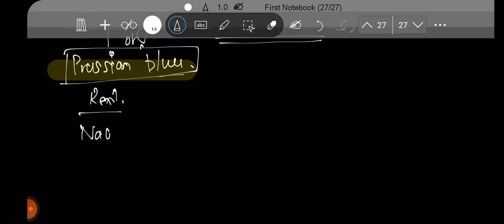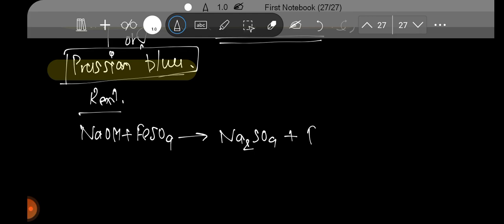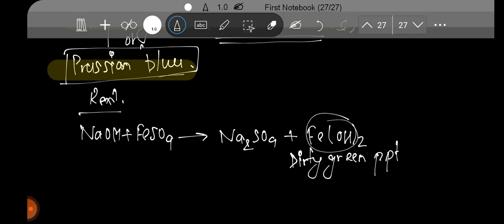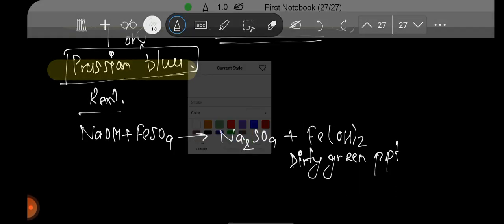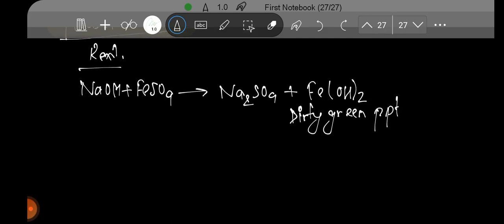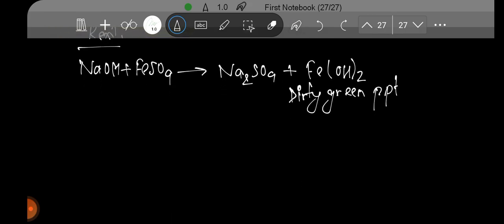First we add NaOH. To NaOH we add FeSO4, that turns to Na2SO4 plus Fe(OH)2. This dirty green precipitate is due to iron hydroxide, or ferrous hydroxide. Then the reaction becomes as follows.